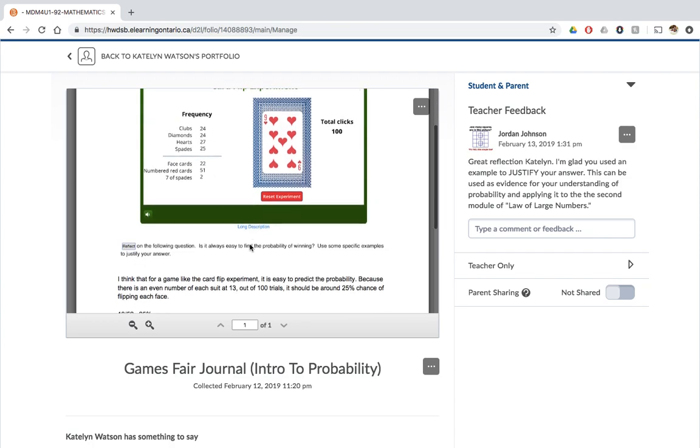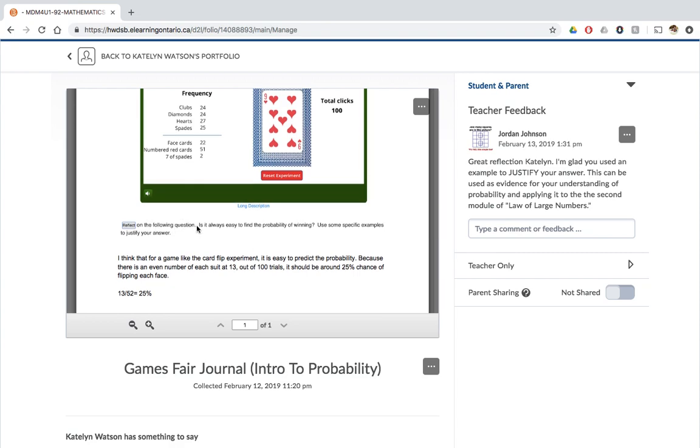She had to go to her portfolio, and it just says reflect on the following question. It is always easy to find the probability of winning. Use some specific examples to justify your answer. So Caitlin, thank you for letting us see your answer. I gave you a little bit of feedback over here on your evidence.